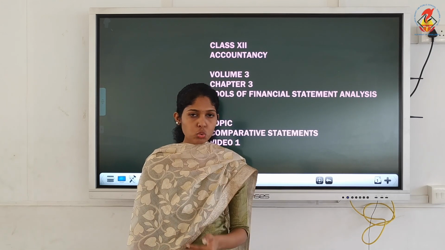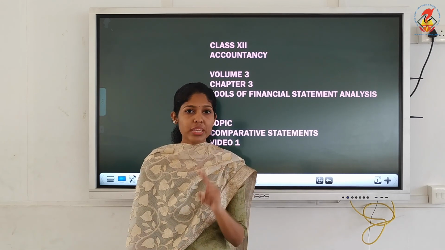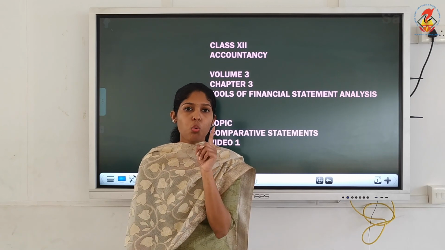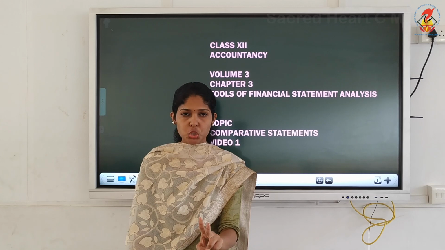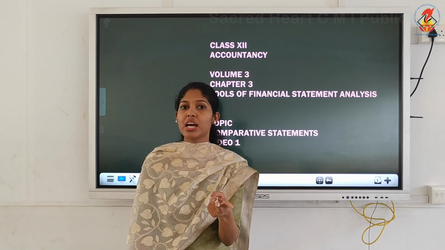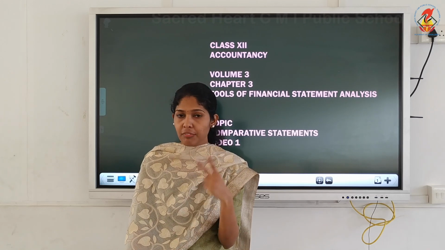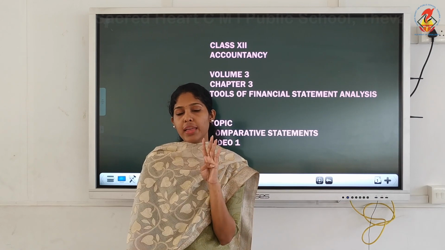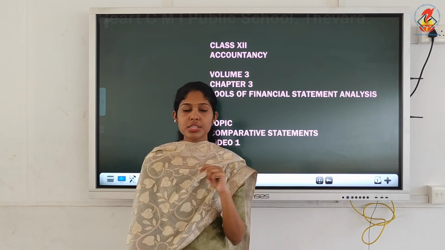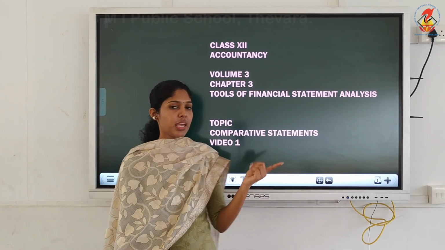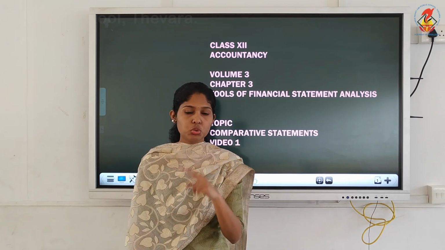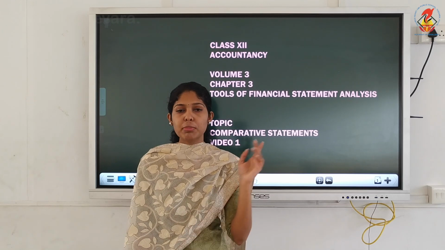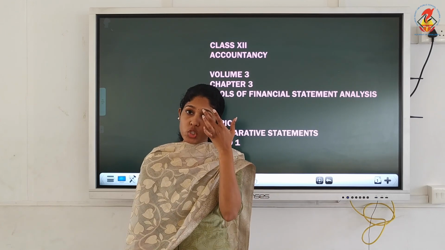And we have certain tools. Already we discussed 2 tools. One is cash flow statement, other is accounting ratios. So these are the 2 tools of financial statements. We have 2 more. That is, next one we are going to discuss is comparative statements. Then the 4th tool is common size statements. So these 2, comparative and common size, will be discussed in this chapter.